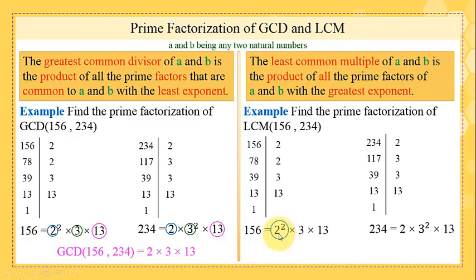2 is a prime factor of 156 and 234, but we take the 2 with the greatest exponent, so we take 2 exponent 2. Also, 3 is a prime factor of both numbers, but we take the one with the greatest exponent. Also, 13 is a prime factor for both numbers, since it has the same exponent, so we take it once. Then the prime factorization of the least common multiple of 156 and 234 will be equal to 2 exponent 2 times 3 exponent 2 times 13.